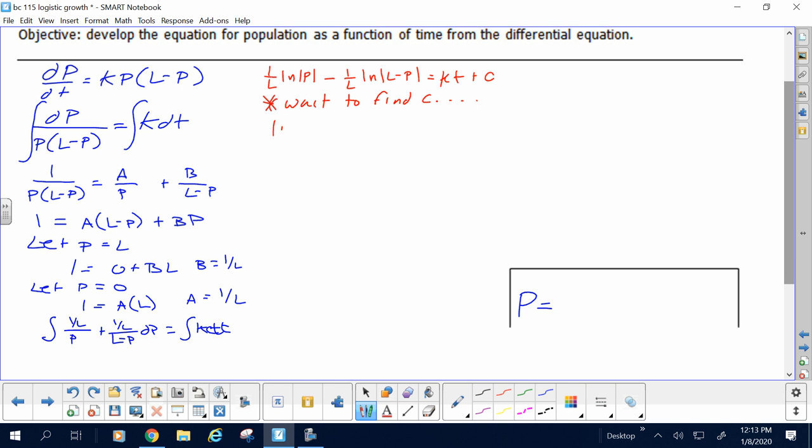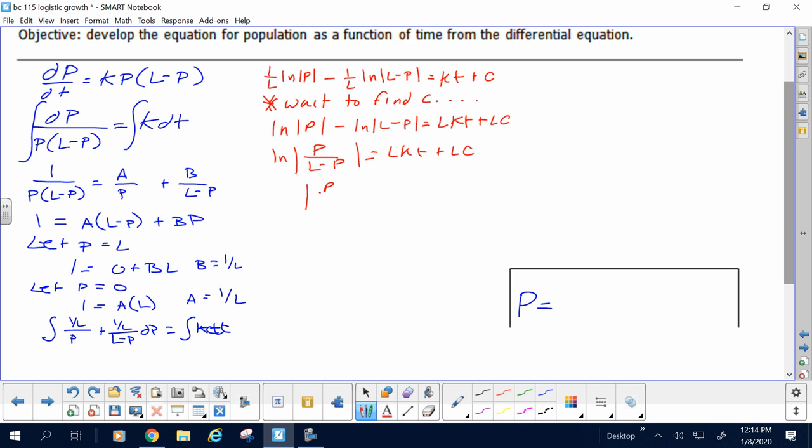Multiply it over. So let's call it natural log of P minus natural log of L minus P equals LKT plus LC. We multiply all terms by L. You follow? Okay. All right, now log rows. So how does that combine to the left side? Natural log of P over L minus P equals LKT plus LC. Right? A little more. What else can you do to eventually solve for P?